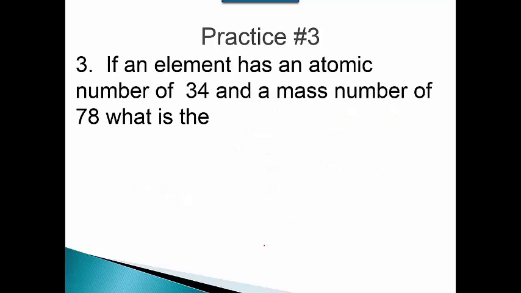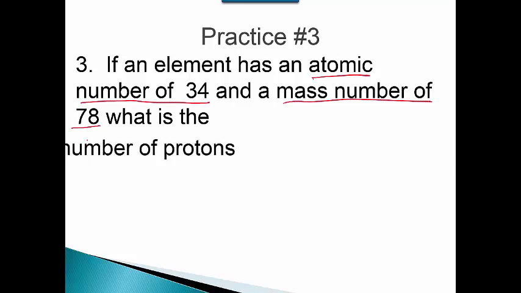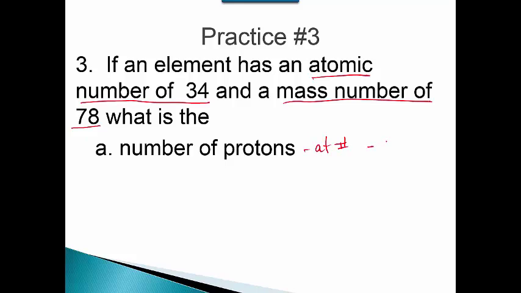All right. Next example, we don't have a symbol anymore. So now we have a short little story problem. It says we have an element, and it tells us automatically the atomic number is 34, and the mass number is 78. So we can calculate again all of this information. The number of protons is the atomic number, and they told us the atomic number was 34.